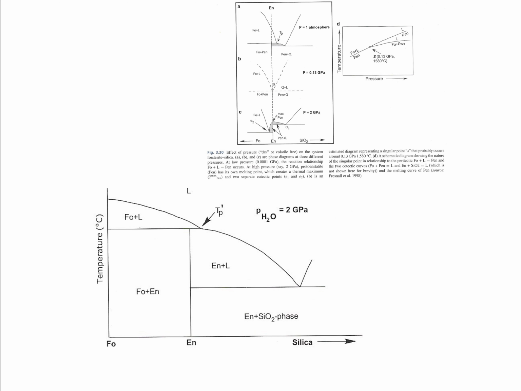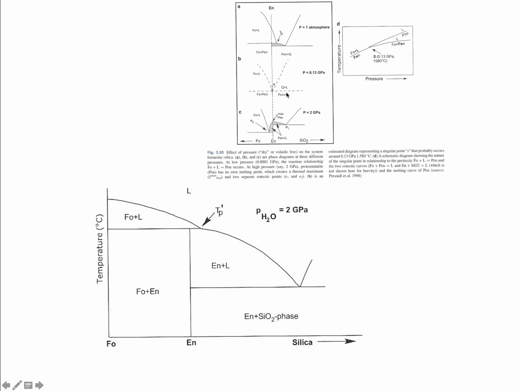Then below we have 0.13 gigapascal. And then at 2 gigapascal our diagram looks totally different. So at atmospheric pressure we have our classical diagram. Here we have a peritectic point and here we have a eutectic point. Increasing the pressure, we do not have a peritectic point anymore, it's just the eutectic point between the silica undersaturated and the silica saturated rock.